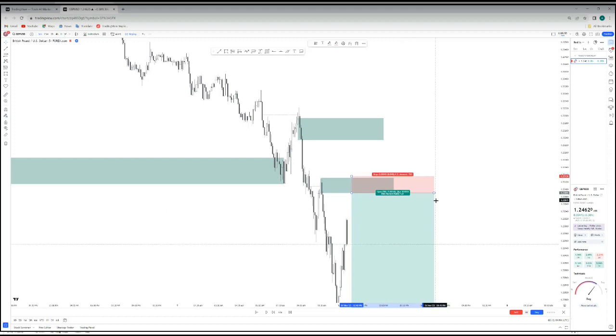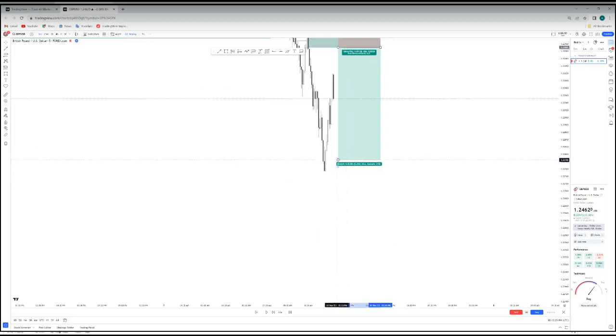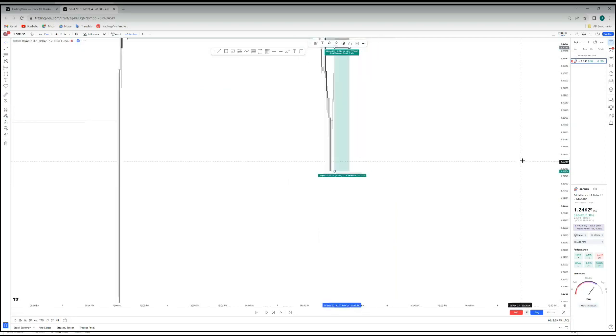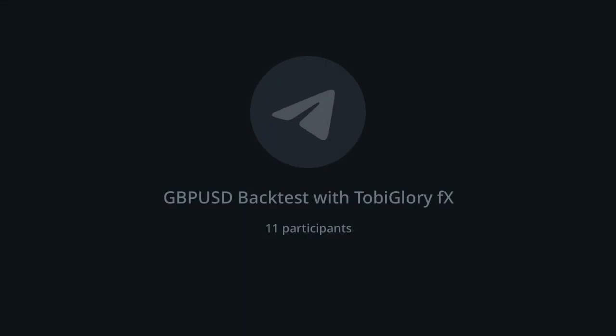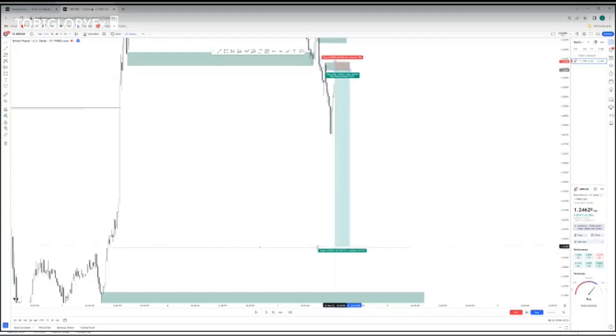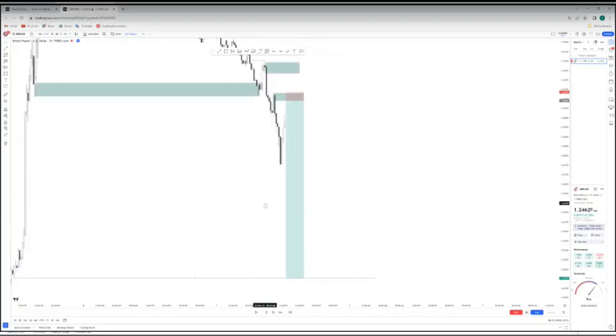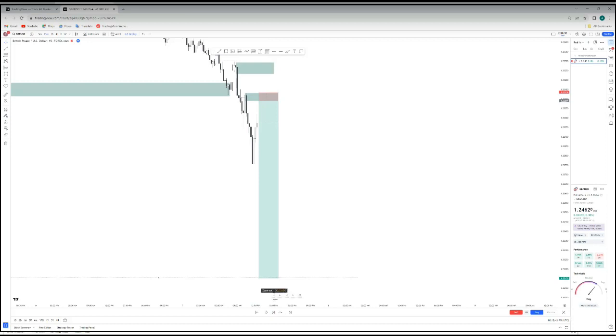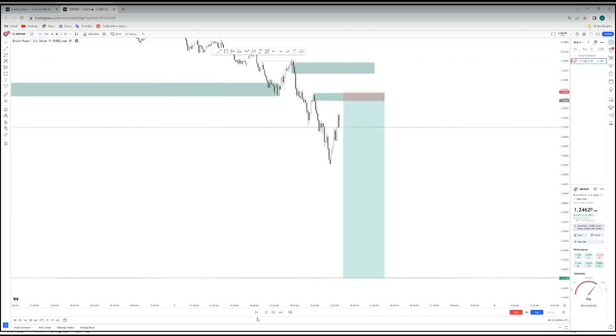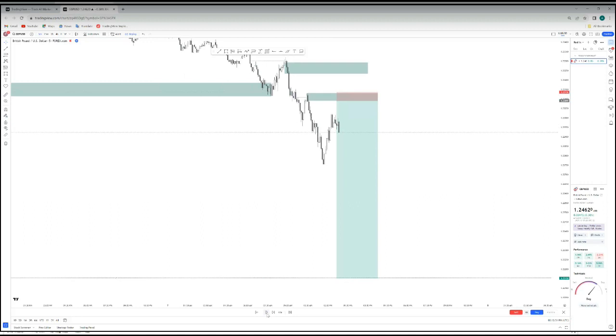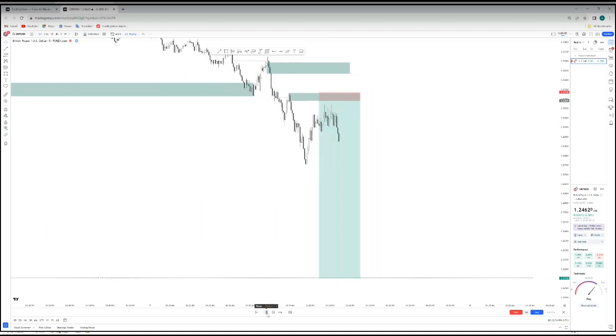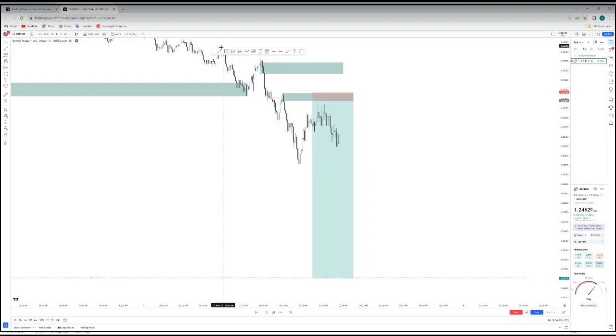All right. So my first TP will be this week low. Then the next TP will be the last low I'm targeting, which is this very low. All right, I still have another entry. This is another entry. This is liquidity.